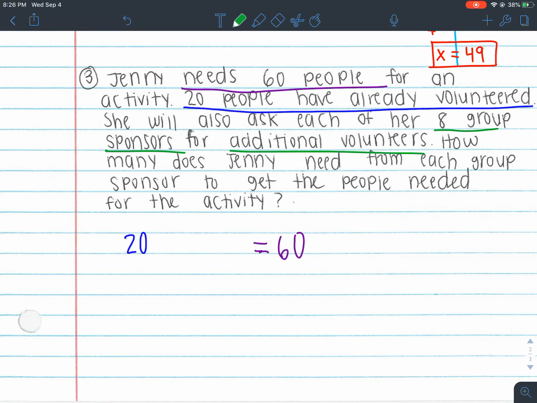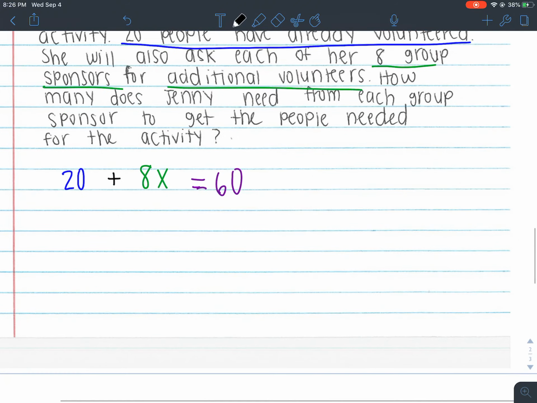Okay? And then it also says that she's going to ask 8 of her group sponsors for additional volunteers. So we want 8 groups, and we're asking for additional volunteers. But do we know how many volunteers were asked? No. So if we don't know, that's going to be our x. And the reason why it's 8x is because we have 8 groups, and so for however many volunteers, we're going to multiply that by 8 because we don't know yet. So what am I going to do with these two quantities? Well, I have 20 people, and then I have the additional 8 groups with additional volunteers, so I'm going to add these two things. So these are going to be added together. So I have 20 plus 8x equals 60.